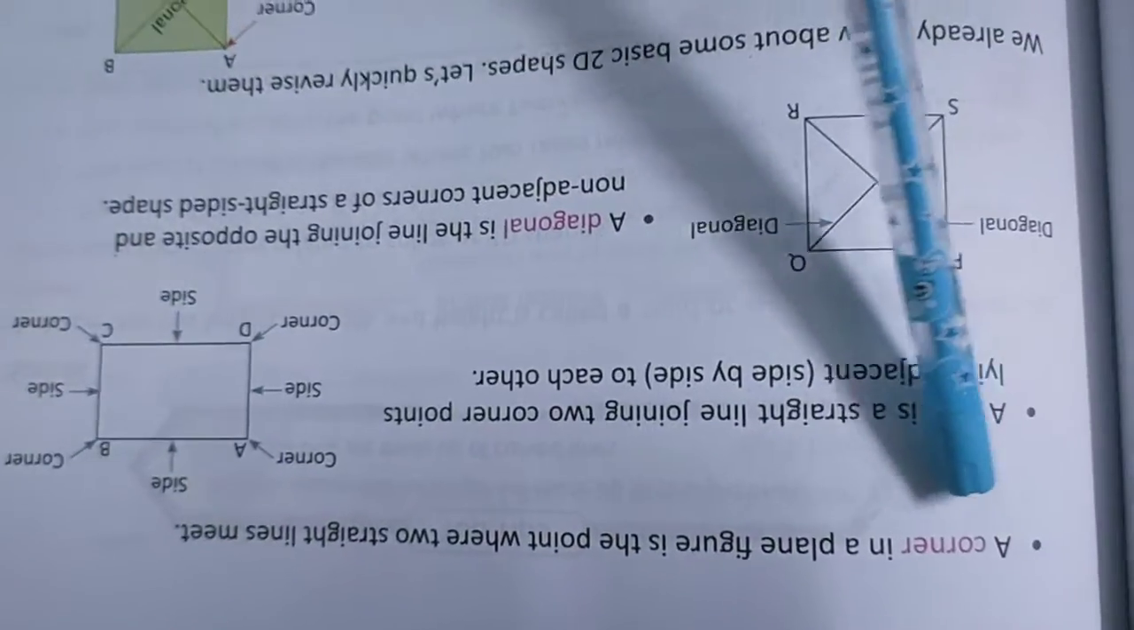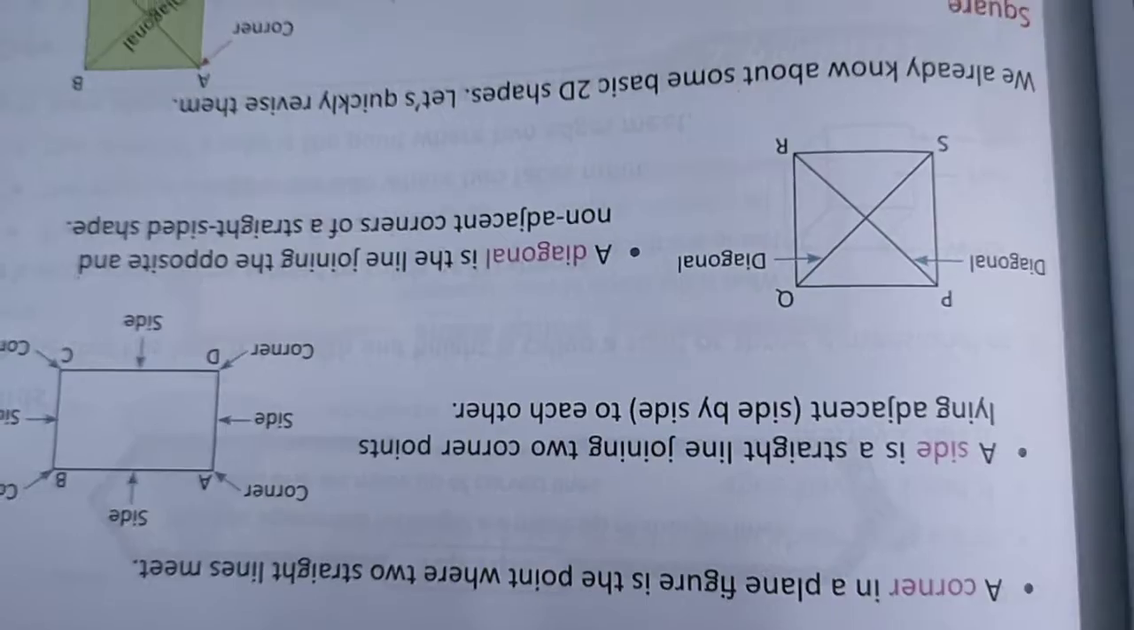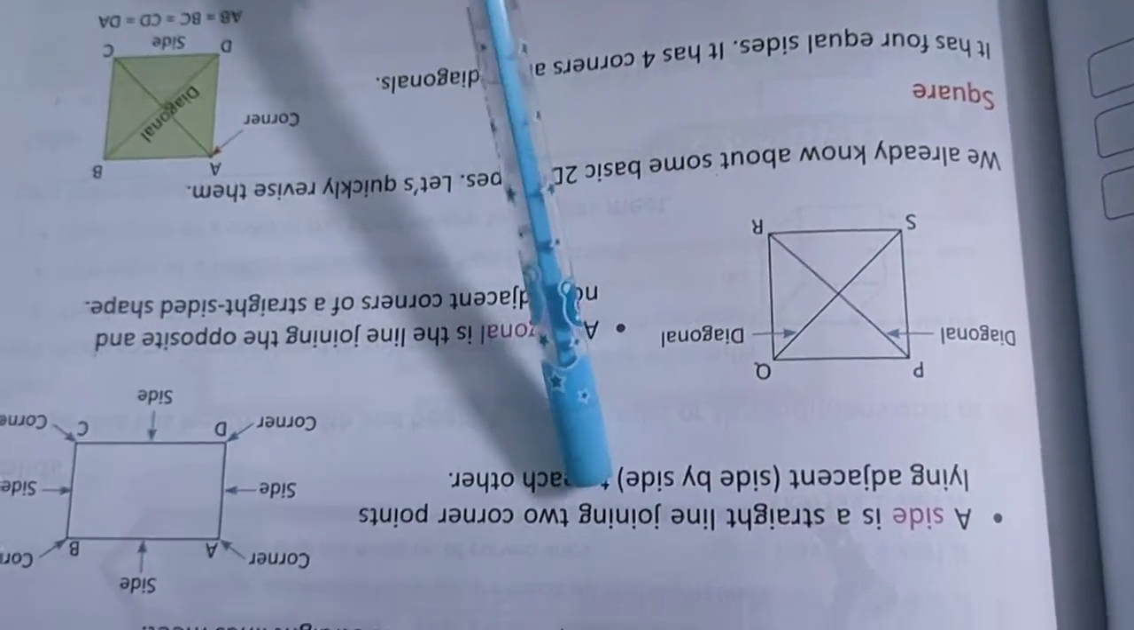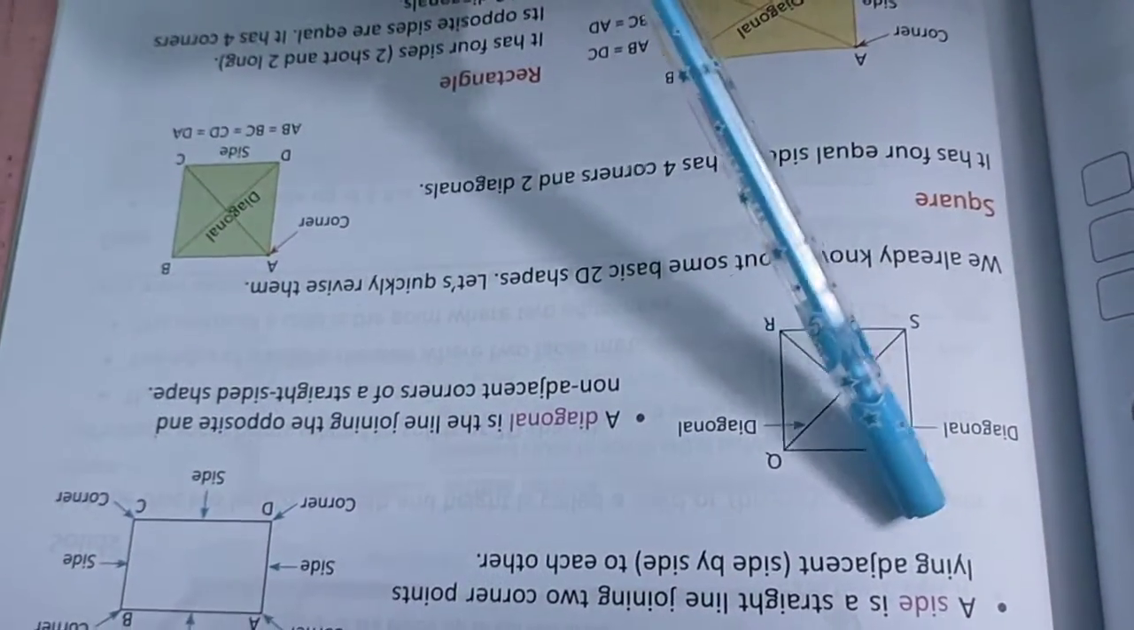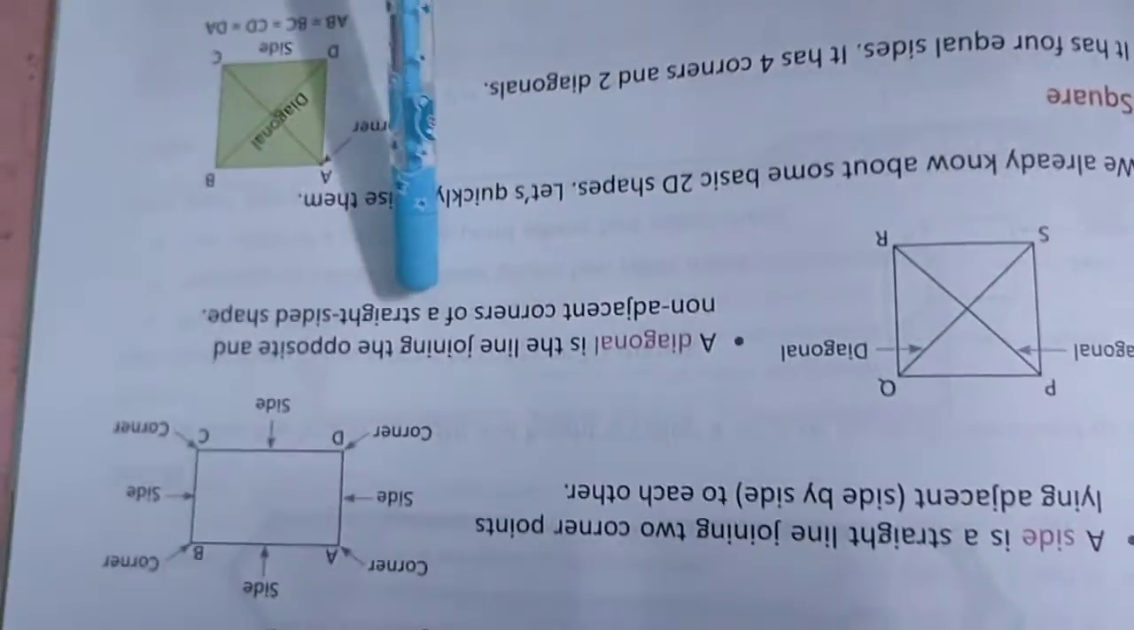The corner of a plane figure is a point where two straight lines meet. A side is a straight line joining two corner points lying adjacent to each other. Okay, see side. A diagonal is the line joining two opposite and non-adjacent corners of a straight-sided shape.